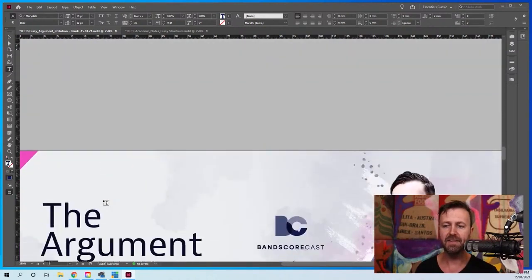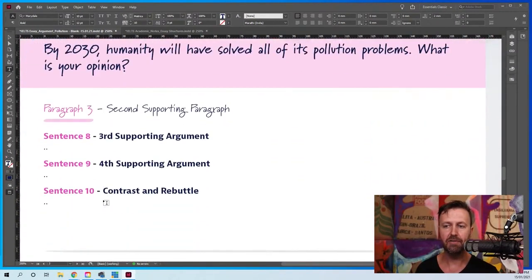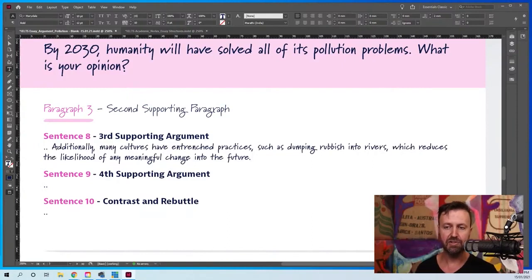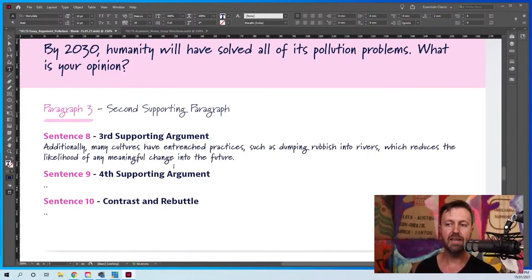Cool. Let's now go to the next part, which is paragraph 3. This is the second supporting paragraph. This is going to help us to complete the essay in a way that reflects the matrix that we mapped out before. All right. The next sentence, as part of this paragraph 3, is we've got this additionally. So additionally, many cultures have entrenched practices. Entrenched are things that have lasted for a long time, and they're part of that community or person.